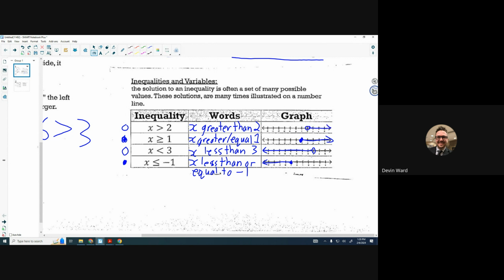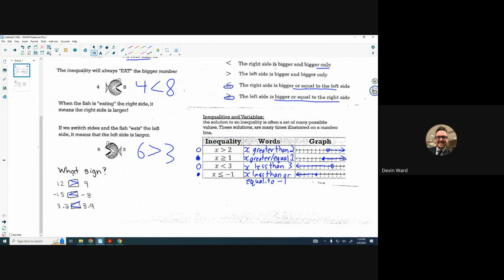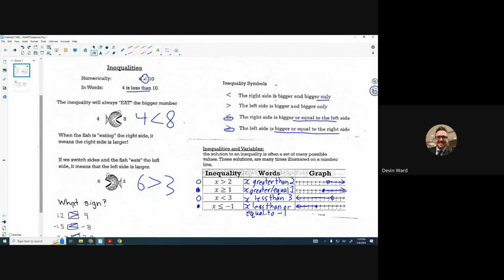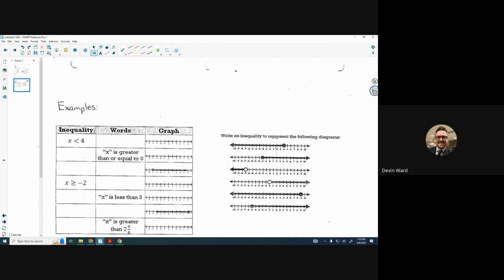Clean that one up a bit. Okay. So if there's no line underneath, it's just greater than or less than. If there is an equal sign, it's greater than or equal to or less than or equal to. Okay, let's flip over and we'll do some more examples.